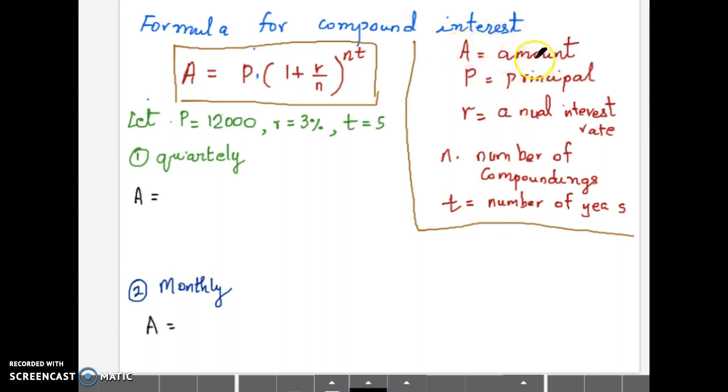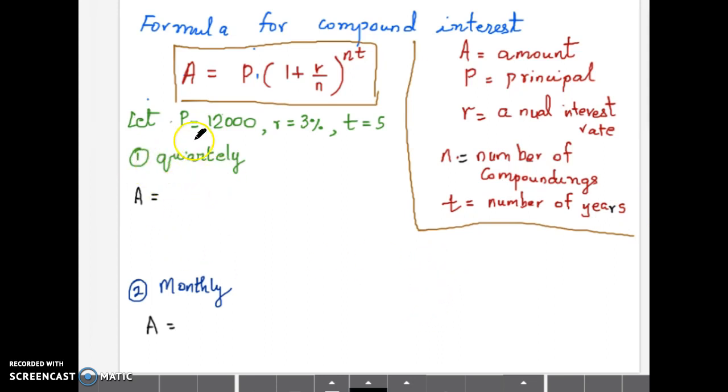A is the amount that you're going to get at the end. P is the principal, which is the amount that you put in the beginning, the initial amount, the starting amount that you put in a bank. R is the annual rate of interest. N is the number of compoundings, they're going to say it'll be compounded quarterly or compounded monthly. Okay, that's called the number of compoundings. T is the number of years that you put this in the bank.